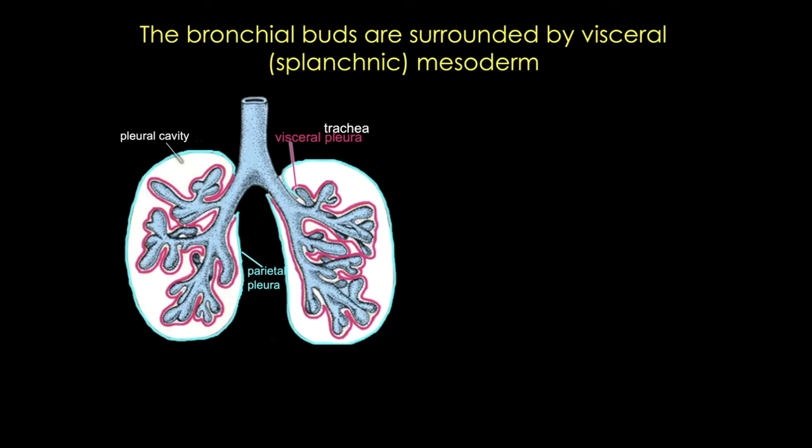Now that space between the parietal and visceral pleura is the pleural cavity. And in between is a layer of serous fluid produced by mesothelial cells that reduce friction and surface tension between the lung and the thoracic wall. Now, you might remember that mesothelial cells are thin squamous cells derived from mesoderm, and they line inner surfaces. In this case, they line the lungs, and they secrete that serous fluid.